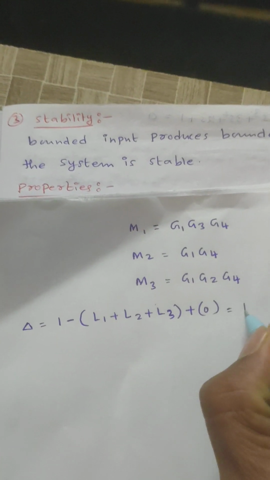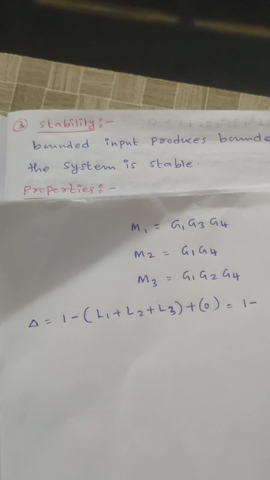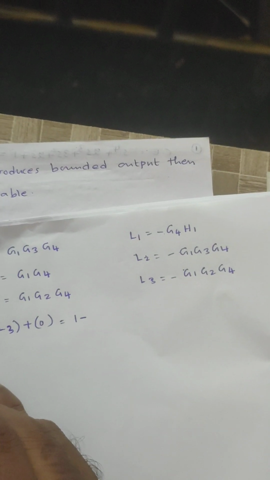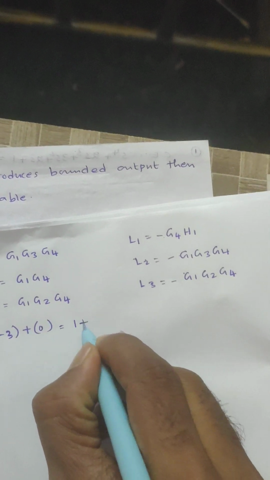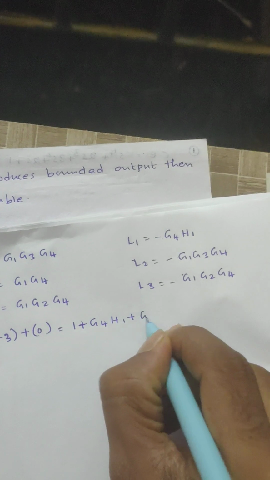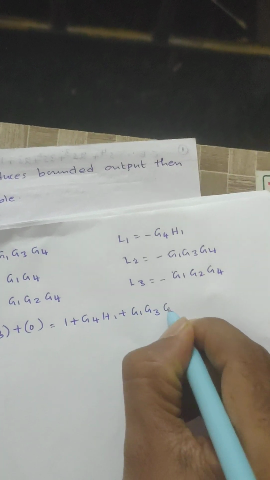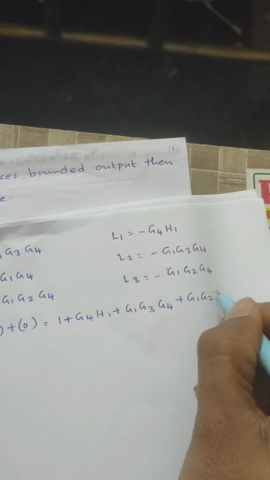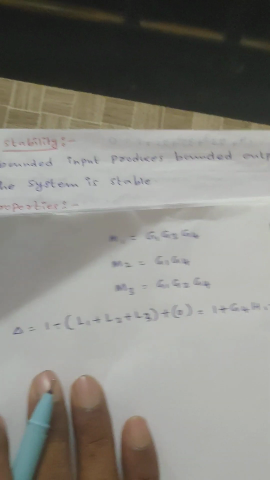Then delta is 1 minus, and in all of L1, L2, L3 the values have minus, right? Minus of minus gives plus, so that is G4 H1 plus G1 G3 G4 plus G1 G2 G4. That is delta, right?